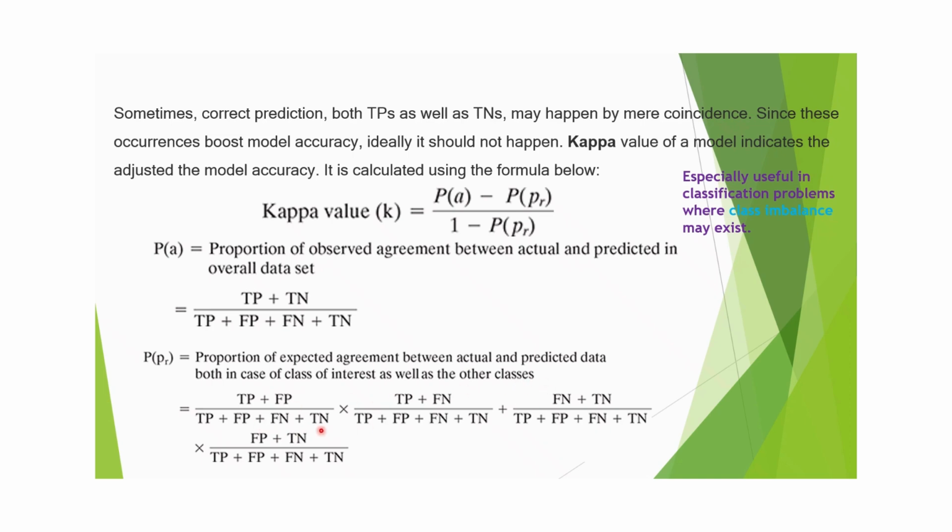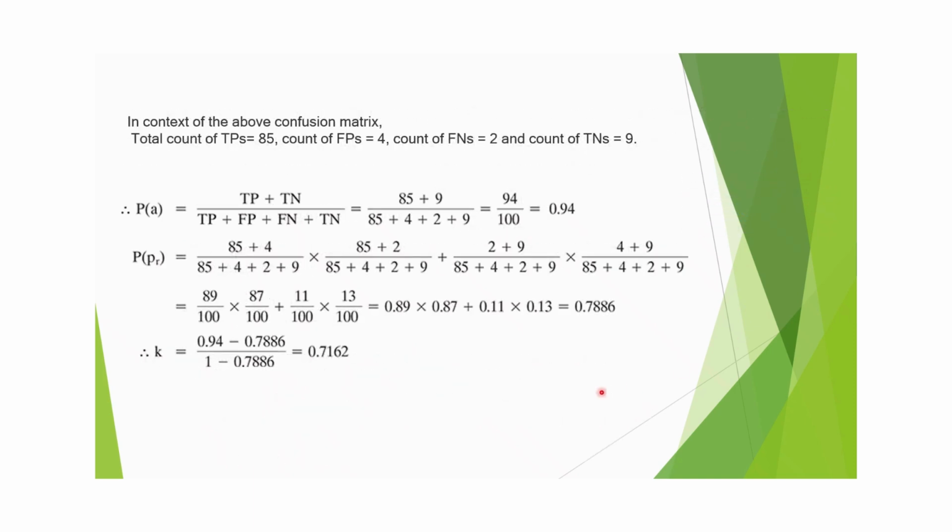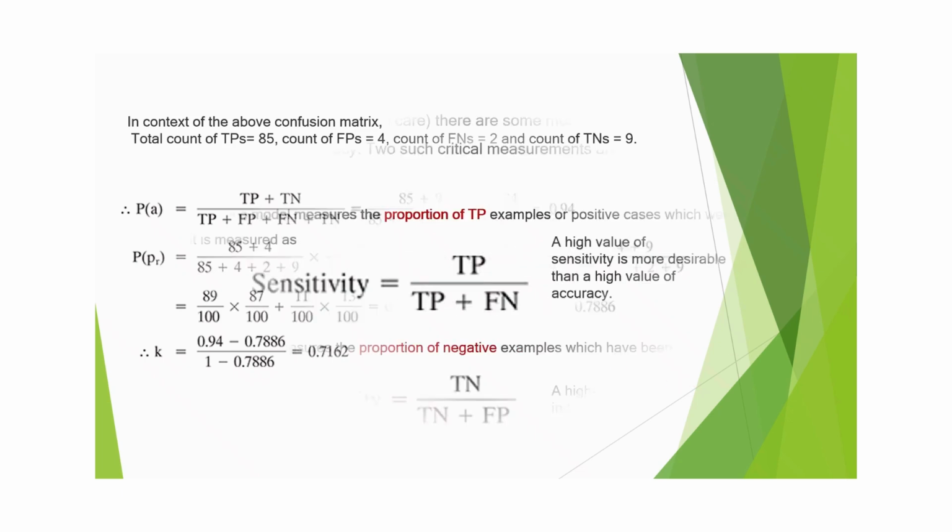So this is the formula for PR. By using the value of model accuracy, which is PA, and PR, we can get the kappa value in this way. The higher the kappa value, the better the model performance.